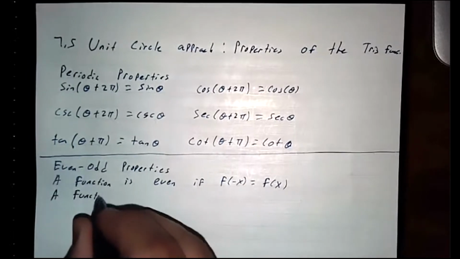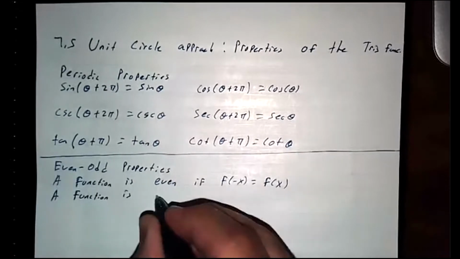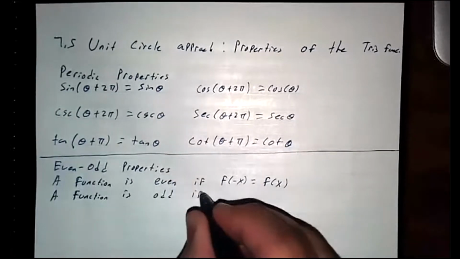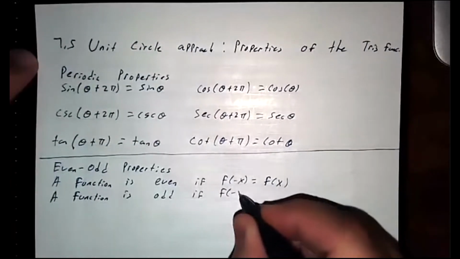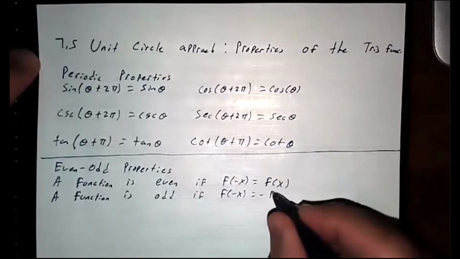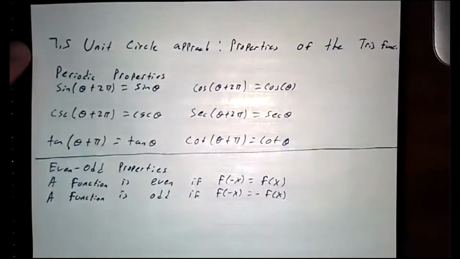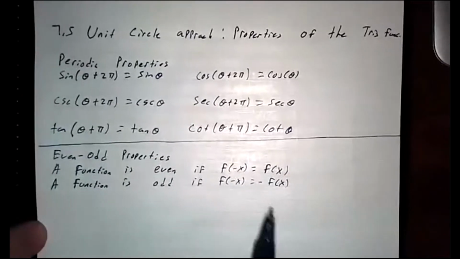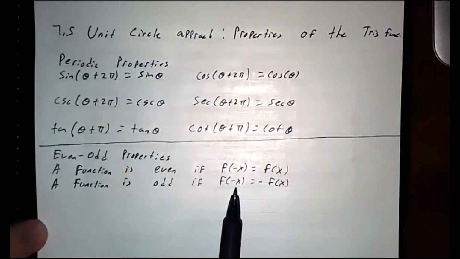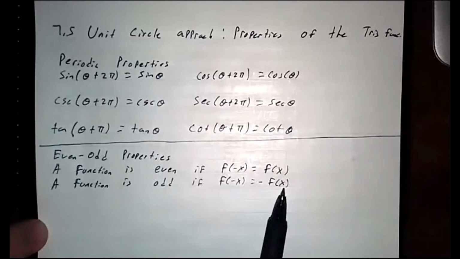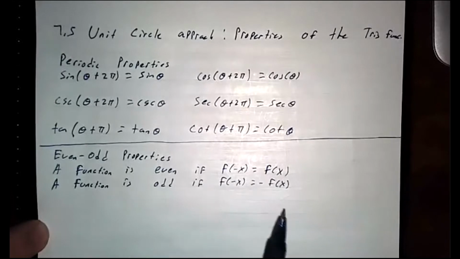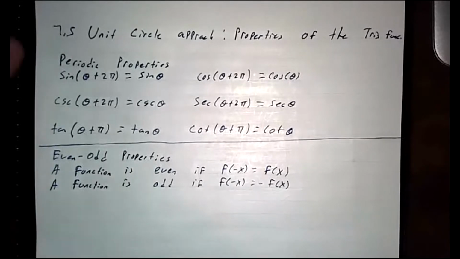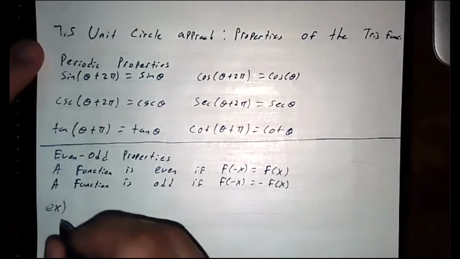A function is odd if f of negative x is equal to negative f of x. So an odd function is one where plugging in a negative is as if you plug in a positive but make the entire function negative. And I'll show you some examples in a second, because odd is a little harder to picture, but once you see it, it's not a big deal.